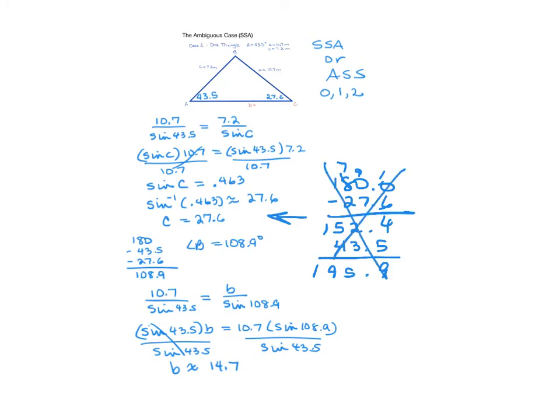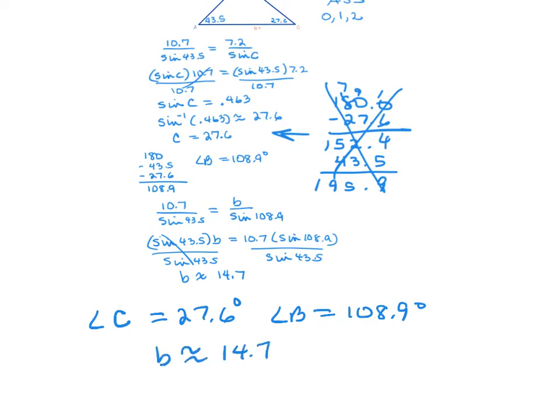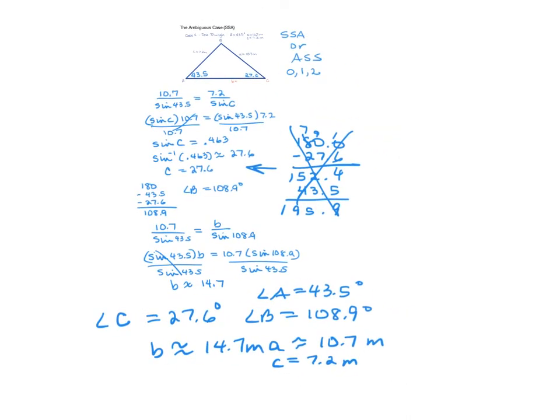So my only answers here are going to be angle C is 27.6, angle B is 108.9 degrees, and then I found little b to be 14.7 because I was given little a, it was 10.7, and I was given little c from the beginning. So now I also was given angle A. So I have all three angles and all three sides. So this ambiguous case only gave me one triangle.